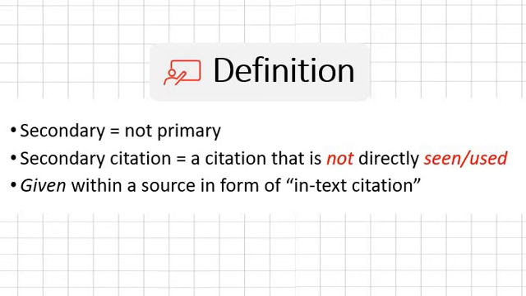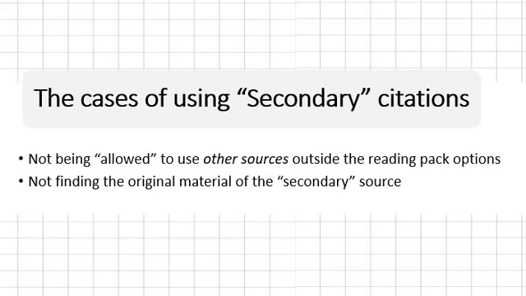Now, we as academics permit students to use secondary citations because of not being allowed to use another source or other sources outside the reading pack assigned to you. If we ask you not to use anything outside the reading pack that we provide you with, then you are most likely to use this technique of citation, which is the secondary citation technique. Another reason is not finding the original source or the original material of the secondary source that is cited within the source that you're using. And in this case, you're permitted to use secondary citation.